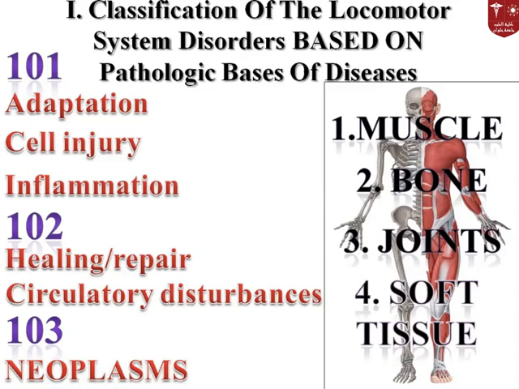But these categories can be applied on any body system. These two categories are neoplasms, which are tumors, okay? And metabolic disorders. By metabolic disorders, we mean changes in hormones, metabolic function, ions, and so on. So we will study in the locomotor system the disorders of the muscle, bone, joints, and soft tissue.